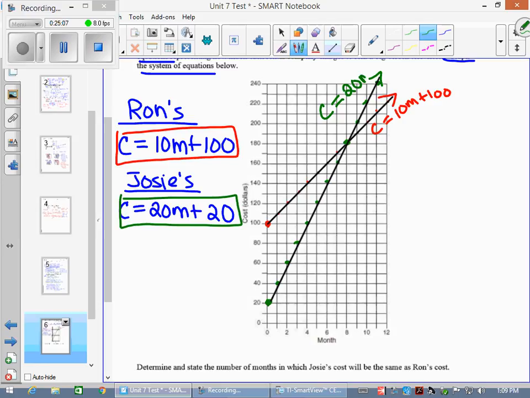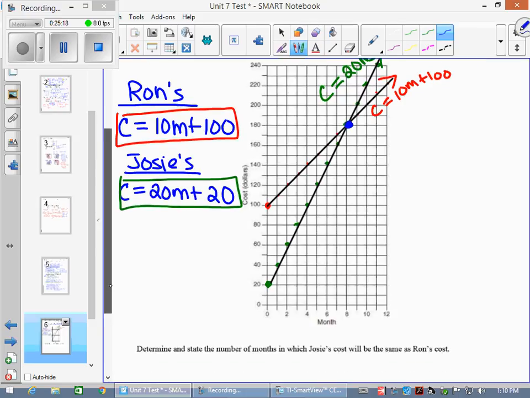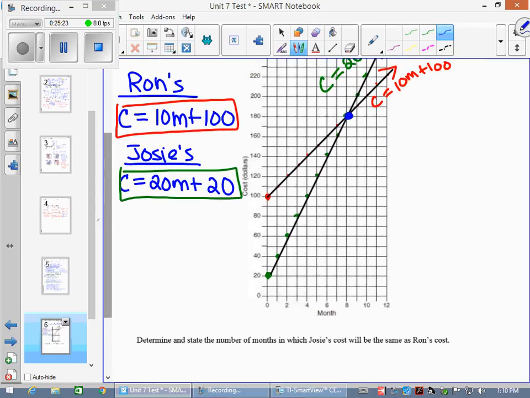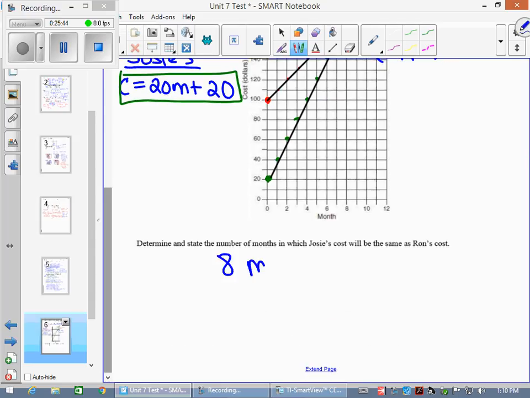Now, the follow-up question did ask to determine and state the number of months in which Josie's cost will be the same as Ron's. So this ordered pair of my intersection point is 8, 180. So the 8 is my M, which in this case is acting as my X value, and the C is cost for Y. So after 8 months, both of these companies will cost $180, so you had to indicate down here 8 months. If you wrote the whole thing, 8 months will cost $180, that's fine, but you had to write 8 months to get full credit on this graphing.